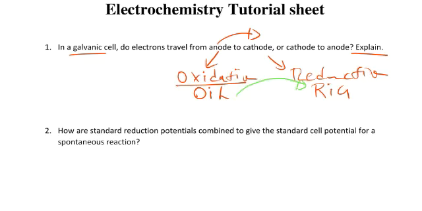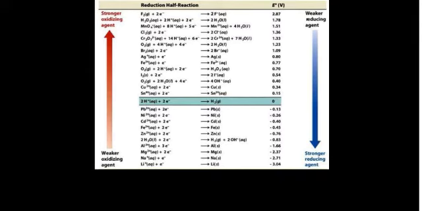Question 2 says, how are standard reduction potentials combined to give the standard cell potential for a spontaneous reaction? So in a galvanic cell, you have two half cells, okay? One is oxidation, the other one is reduction. Now, they are all originally written in the form of reduction potentials. So I actually have a list of them. If you look at these, you can see that electrons appear on the reactant side in all these equations, which indicates all these are reduction half reactions, okay?